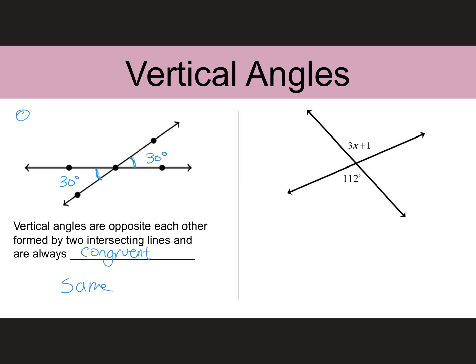If you notice, this angle and this angle would also be congruent, and they would both have to be 150 degrees because they form a straight angle with this line. So for example, in problem solving, and I won't solve this for you, we know that these two angles are vertical angles. So 112 must be equal to 3x plus 1. And then I can do a two-step problem to solve for what x is equal to.